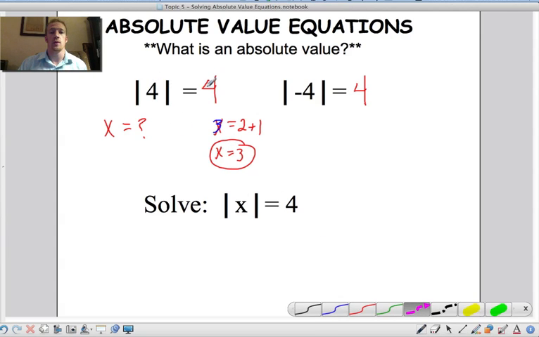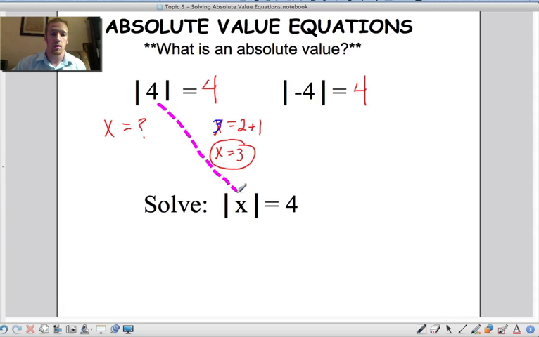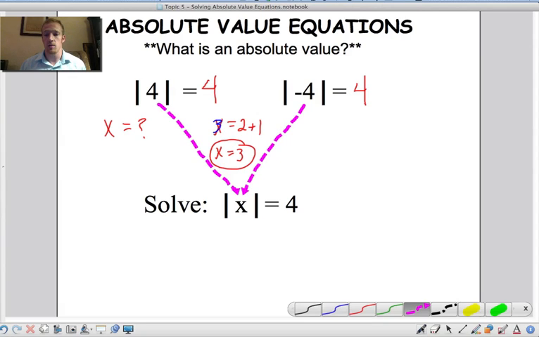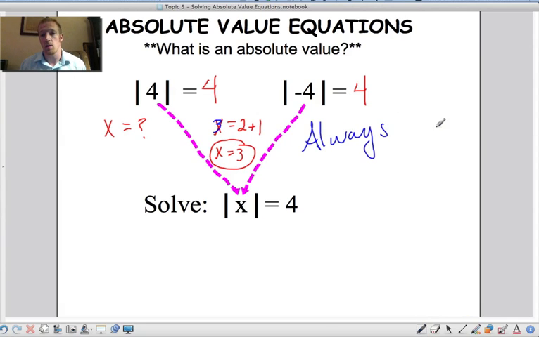So here we see that the absolute value of 4 is 4. So in this equation, x could be a 4. That's one thing x is allowed to be to keep that equation true. In this equation, look, we've got the absolute value of negative 4 equals 4. So we could plug in a negative 4 and that would keep it true. So with absolute value equations, there are always 2 answers.